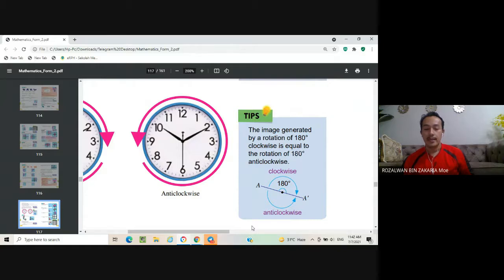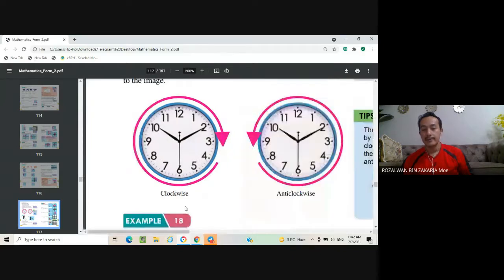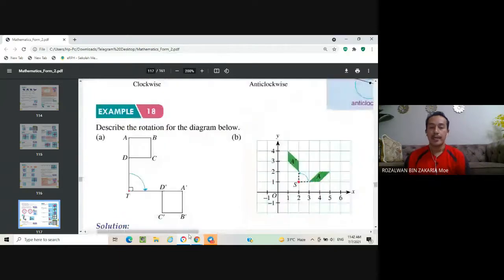Next, look at this one, example 18. The question asks you to describe the rotation for the diagram below. Remember when the question asks you to describe, you must state the center of the rotation, the direction of the rotation, whether it is clockwise or anti-clockwise, and the third one, you must state the angle of the rotation.